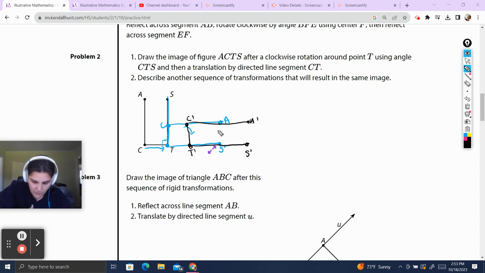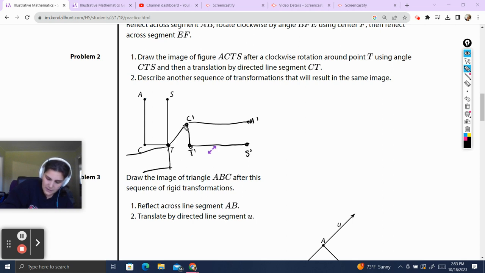Well, let's erase what's in blue so we can see our image and our pre-image more clearly. So if we wanted to talk about a sequence of transformations that brought this to here, what I would do is probably rotate around point T. I would rotate him 90 degrees counterclockwise, so he landed on his side. I would then translate him, so T goes to C, and then this would go up here. So then he would line up looking like this, and then I would reflect him around C prime to T prime to have it all line up, and it will result in the same image.